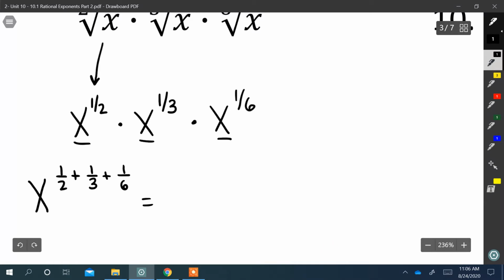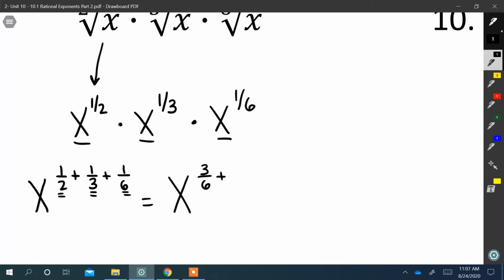Let me actually rewrite those fractions in such a way that they have the same denominator. Since 2 and 3 are factors of 6, what I could do is, first of all, multiply the 2 times 3 and I get 3 over 6. 3 over 6 is the same as half. Then I have 1 over 3. I want to have 6 on the bottom there. 3 times 2 is 6, so 1 times 2 will be 2 right there. So 2 over 6 is the same as 1/3. And then 1/6, we don't really have to do anything to that.